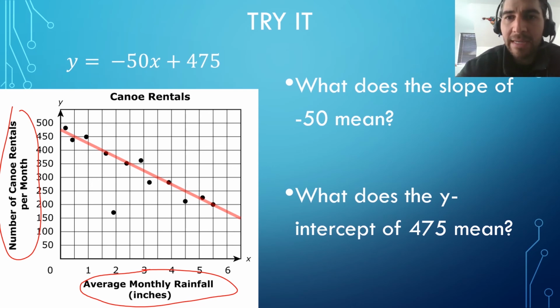What about the y-intercept? What does that mean in terms of this problem? The y-intercept is 475, which means that in this problem, our starting value, which would be for 0 inches of rain, we would be starting at 475 canoes. So in a month that has no rain, we would expect approximately 475 canoes to be rented.